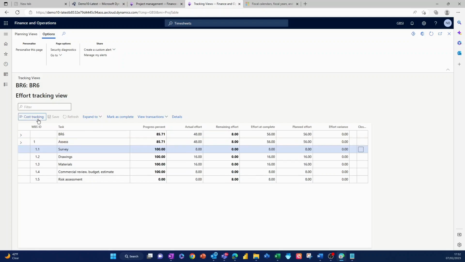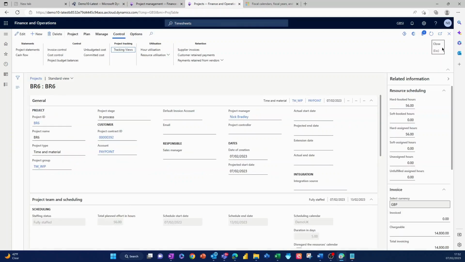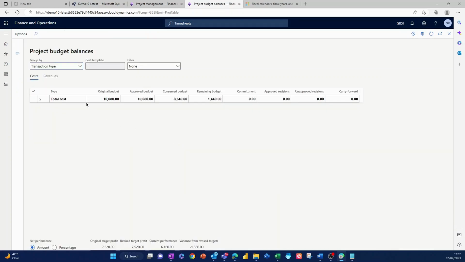We can also look at this in terms of effort tracking as well to see what our remaining effort is on these particular lines, so values and time. That's the tracking view. The other interesting one which is useful is project budget balances. So we have a budget against this project, of course, with costs and revenues, actually budget values for both.